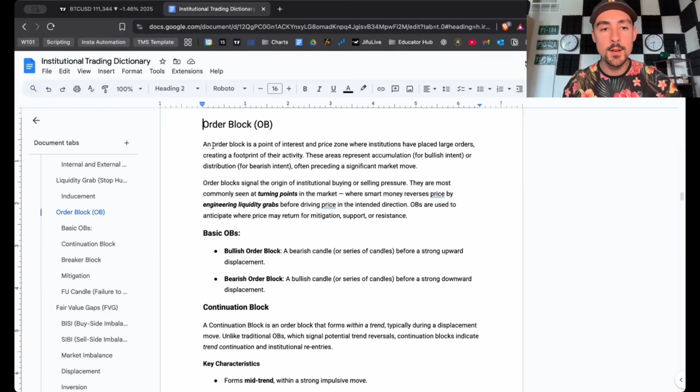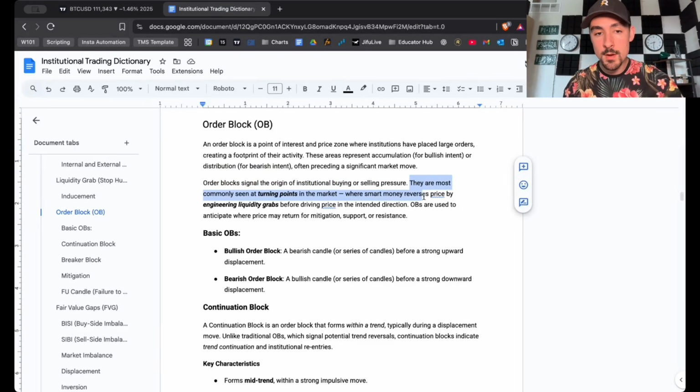And so an order block, simply put, is a point of interest and price zone where institutions have placed large orders, creating a footprint of their activity. These areas represent accumulation for bullish intent or distribution for bearish intent, often preceding a significant market move. Another thing I'll say here is that order blocks tend to capture liquidity, and we're going to see that in the next paragraph here. Order blocks signal the origin of institutional buying and selling pressure.